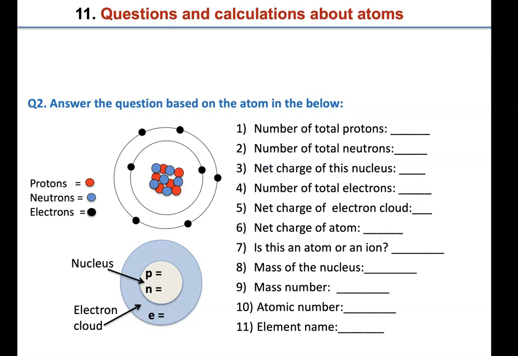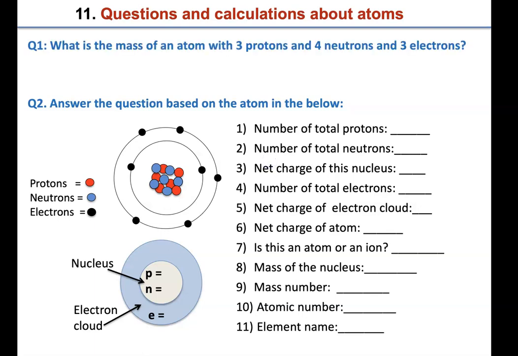So let's do some questions based on calculations involving protons, neutrons, and electrons. First question: what is the mass of an atom with 3 protons, 3 neutrons and 3 electrons? The mass of an atom is based on the protons and neutrons because electrons are so light. So you add the P and the N, and the answer is 6 AMU.